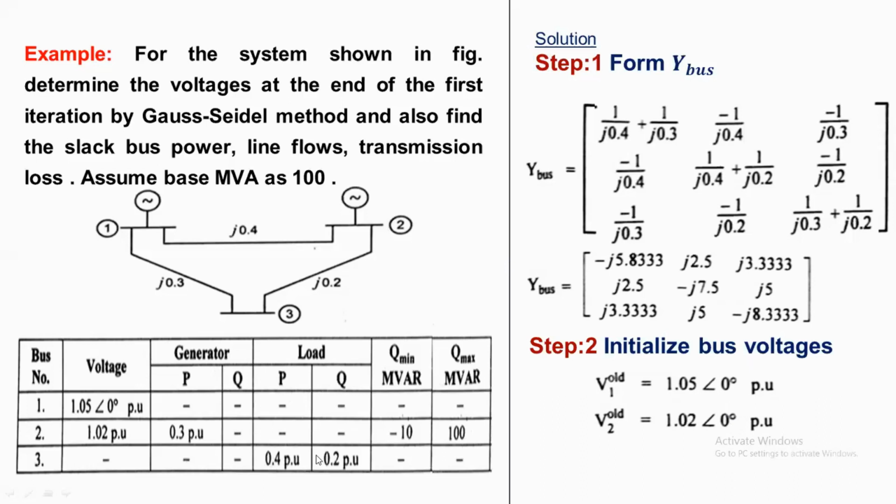Then the third bus is a load bus or PQ bus. Here the magnitude of voltage is 1 and the phase angle is 0. Initial voltage is 1 angle 0 degree per unit. From the second iteration onwards, the magnitude and the phase angle change. Now the slack bus magnitude and phase angle will not change. The generator bus magnitude is constant at the specified value for every iteration, and only the angle changes. For the load bus, the magnitude and phase angle will change.